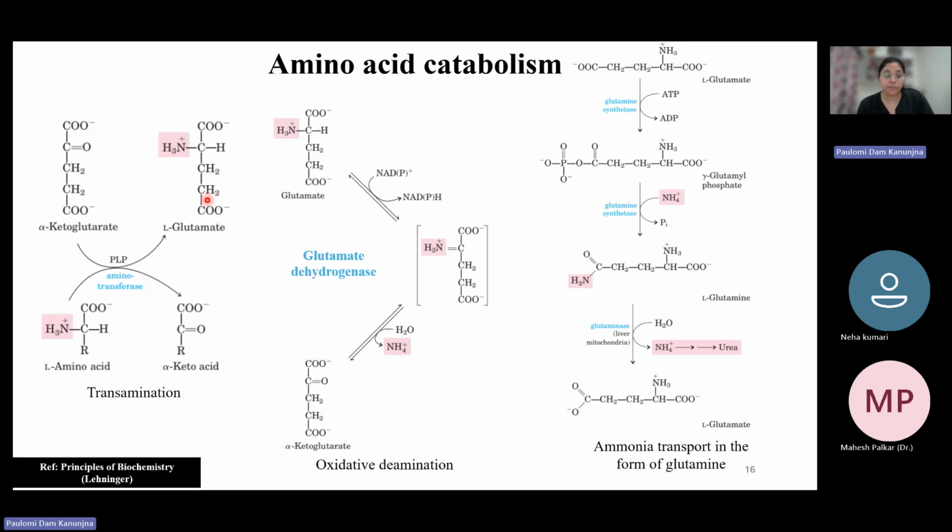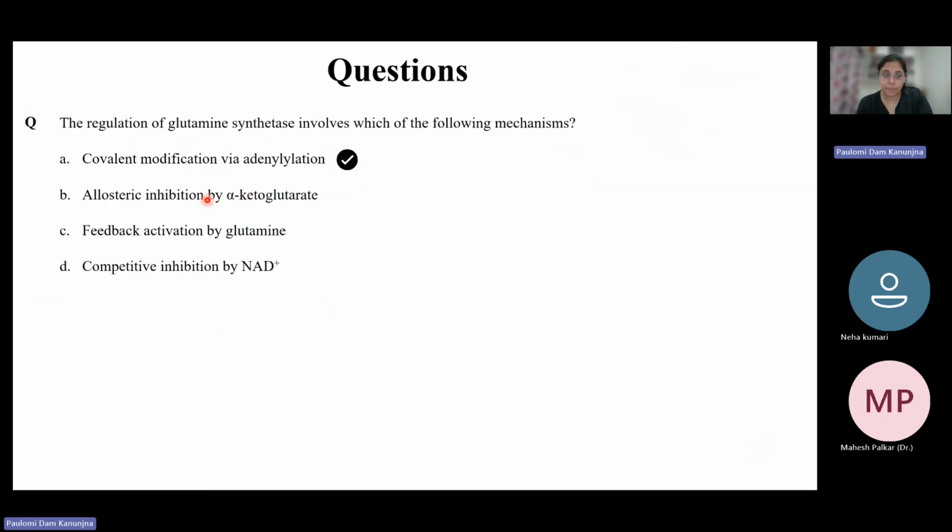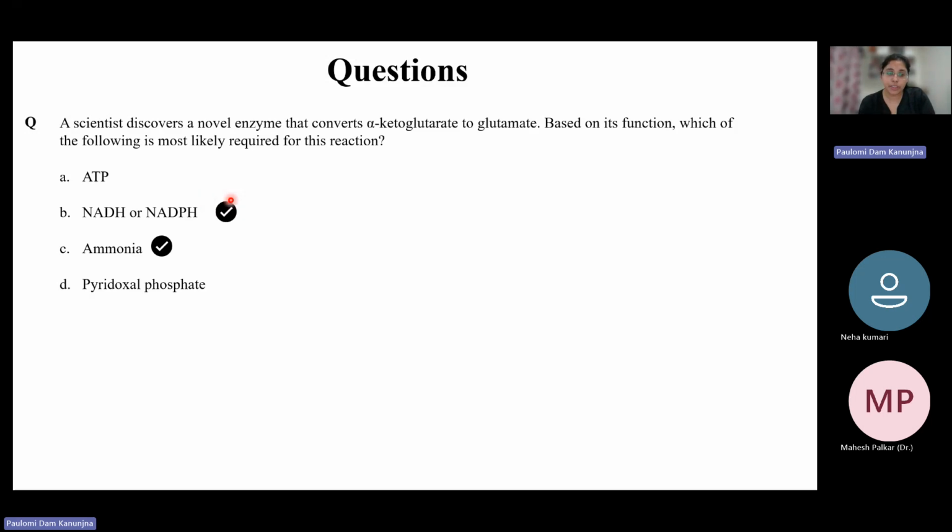The other thing that is important is PLP, yes, as we have already established. So the answer here is C and D and not B. Ammonia, because that's the group that will be transferred from alpha ketoglutarate to glutamate, and it's not B, it's D, as we know it's important for the activity of aminotransferase. Okay, right, so it's B and D. I will correct it when I upload it. This one is not correct. This one is correct.